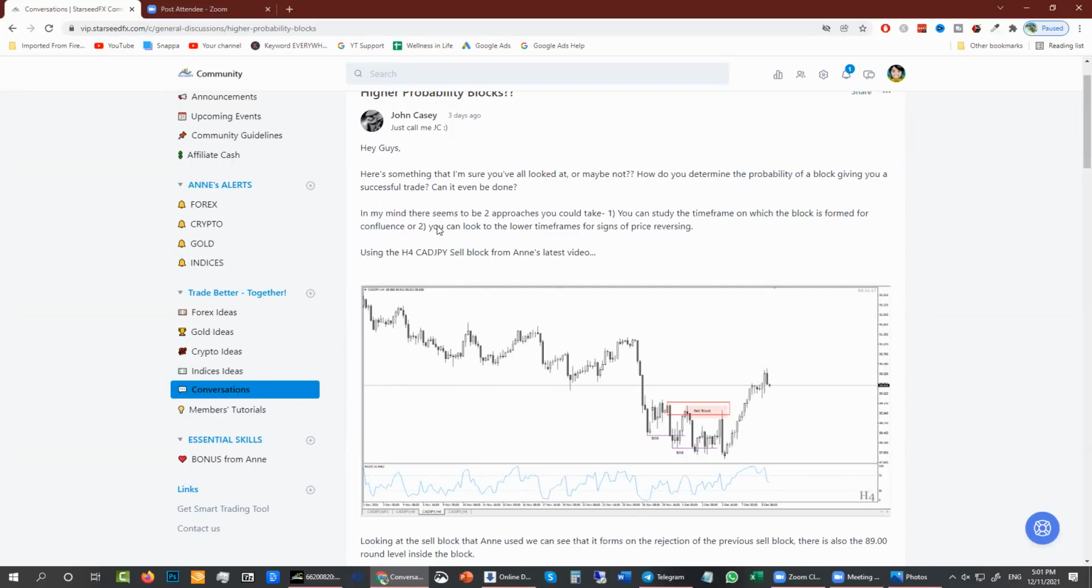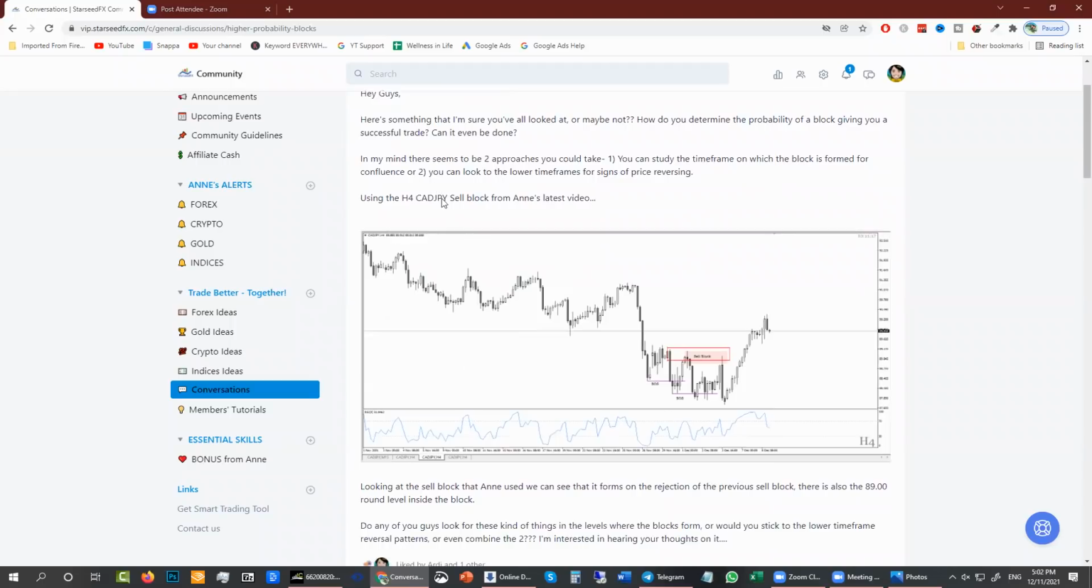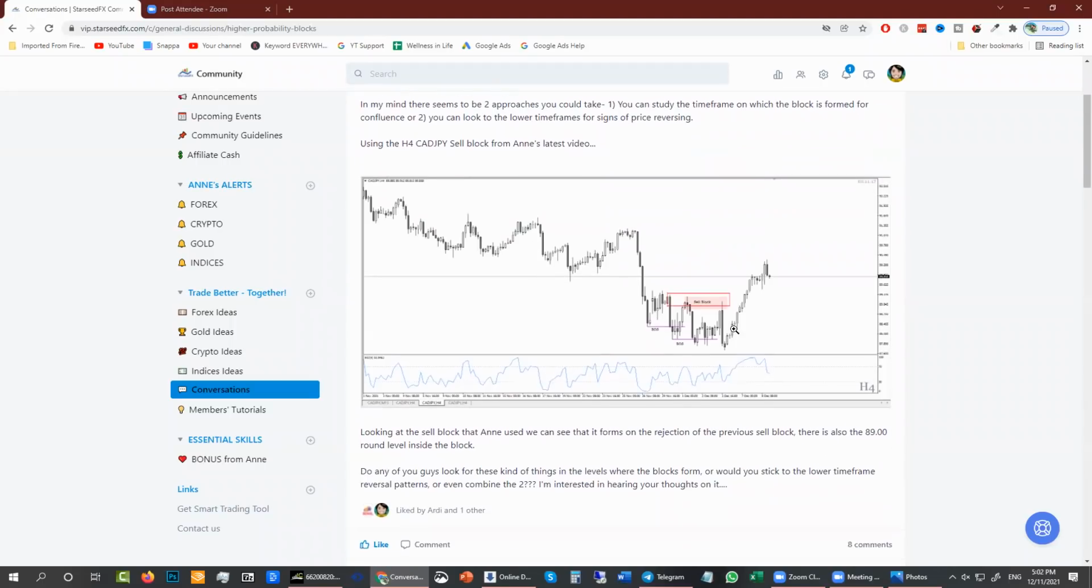In my mind, there seem to be two approaches you could take. One, you can study the time frame on which the order block is formed for the confluence, or you can look at the lower time frame for signs of price reversing. Here is the US dollar Canadian from my last video, which I think made 1 to 50, from the lower time frame.